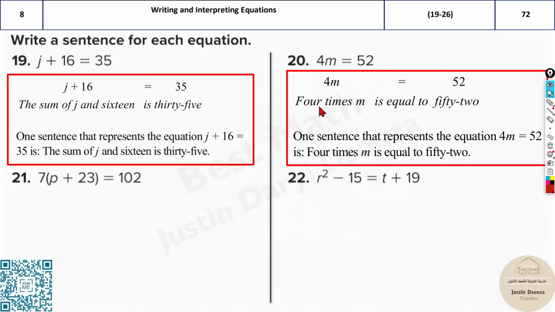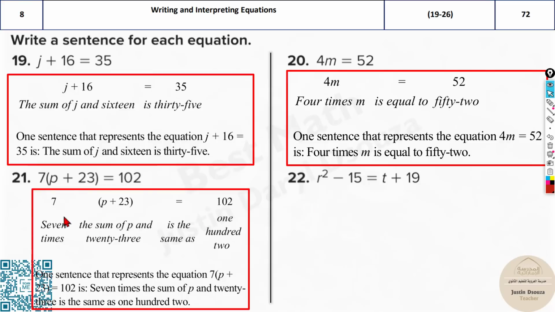Now this is 4 times n, or product of 4 and m. It's the same thing. So you need to see which is the correct option given. Is or is equal to 252. And this over here, you can write it as the quantity of, over here they have written 7 times the sum of p and 23. You can write the quantity of p added to 23. Anything can be done because brackets are there.